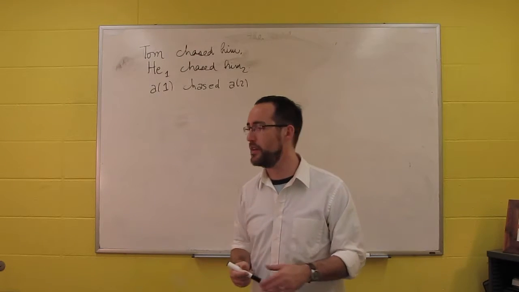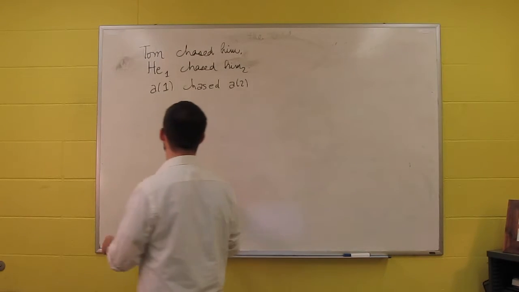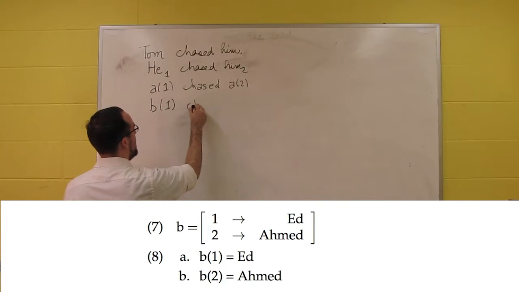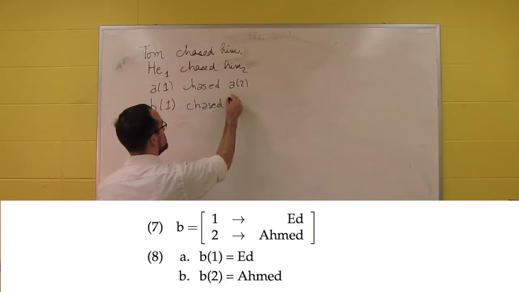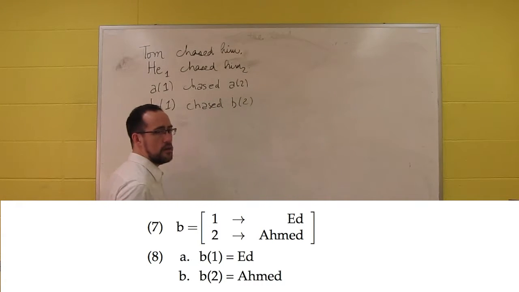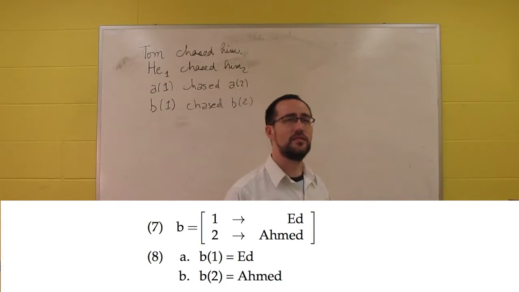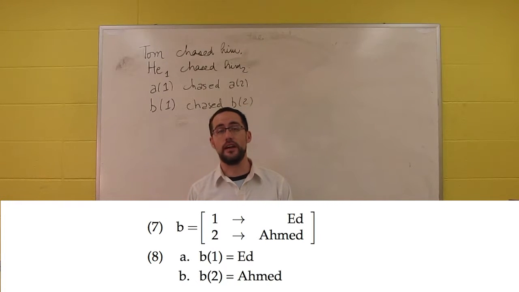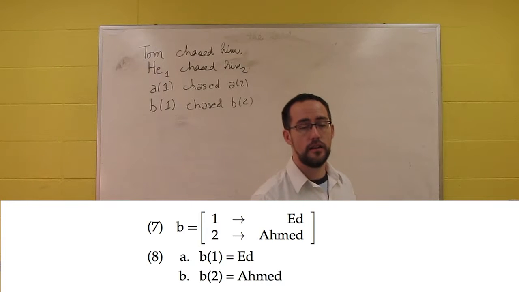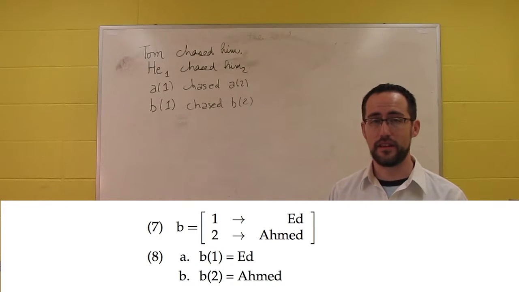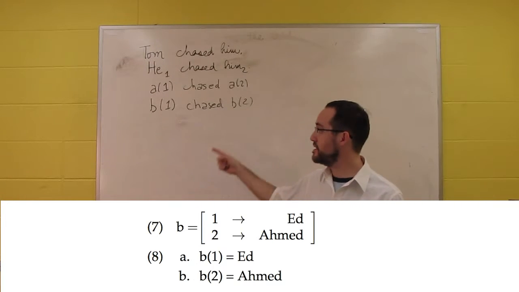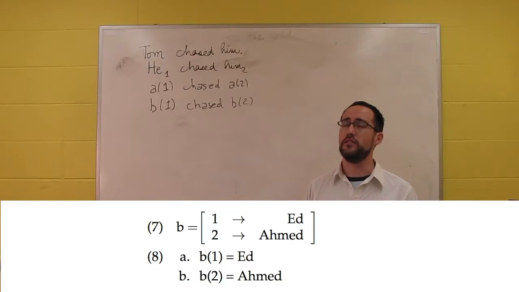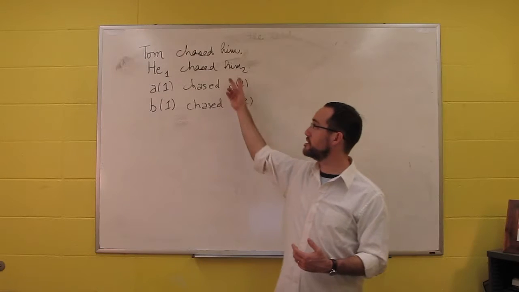To see what we mean, let's try a different assignment. Let's say we used assignment B, which maps 1 to Ed and 2 to Ahmed. In that case, the same sentence will have a different meaning. It will not mean Luke chased Owen, it will mean Ed chased Ahmed, even though the syntax is the same and everything else is the same. What's changed is the assignment. So the assignment is crucial for determining what the reference of a pronoun is.